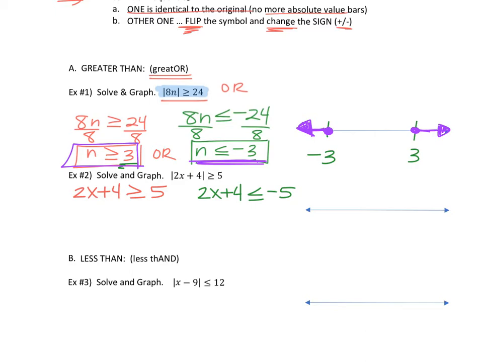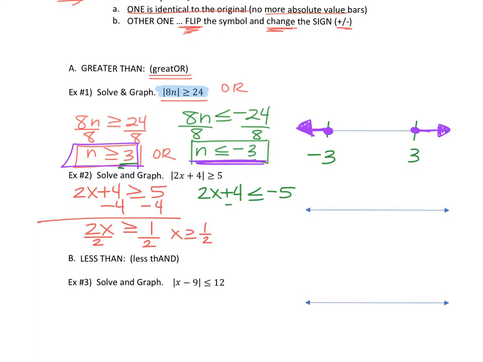So to solve this first one, what do I do? Subtract 4. Take away 4. So I get 2x is greater than or equal to 1, and then what? Divide by 2. What if I was dividing by a -2 right now? If I was dividing by a -2, I'd have to flip my sign again, right? When you divide by a negative, you flip, okay? So this comes out to x is greater than or equal to 1/2.